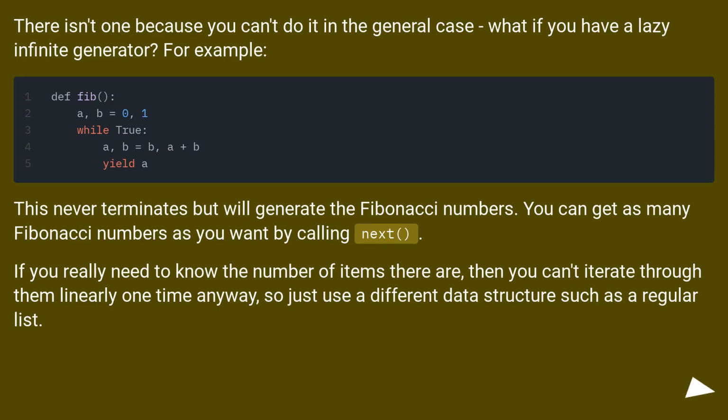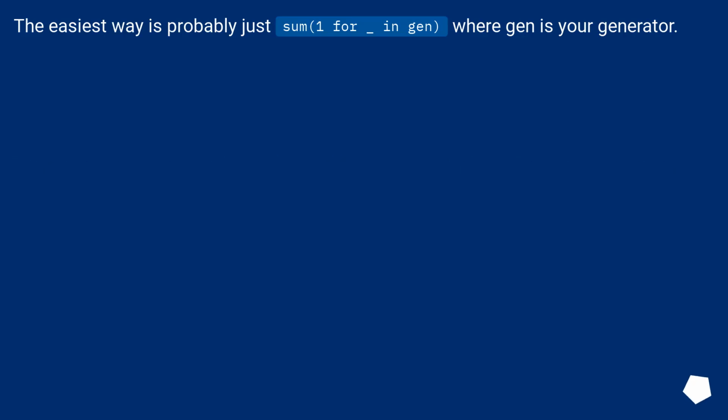If you really need to know the number of items there are, then you can't iterate through them linearly one time anyway, so just use a different data structure such as a regular list. The easiest way is probably just sum(1 for _ in gen), where gen is your generator.